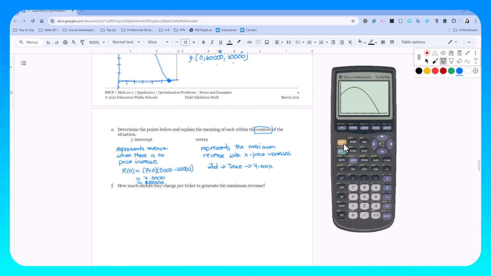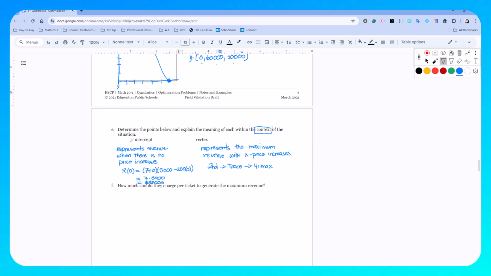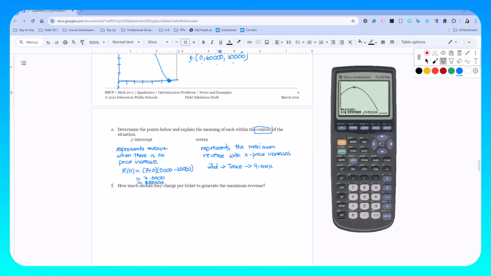So going back to the graph, we're going to go second trace for, we're going to go to the left. Patience is a virtue. Go to the right. Hit enter. Going to look between those arrows pointing at each other. And we get 8.99999. Like that. Equals y equals 51,200. Now, sometimes calculators, and mine is a virtual one, it does that 8.9999 thing.